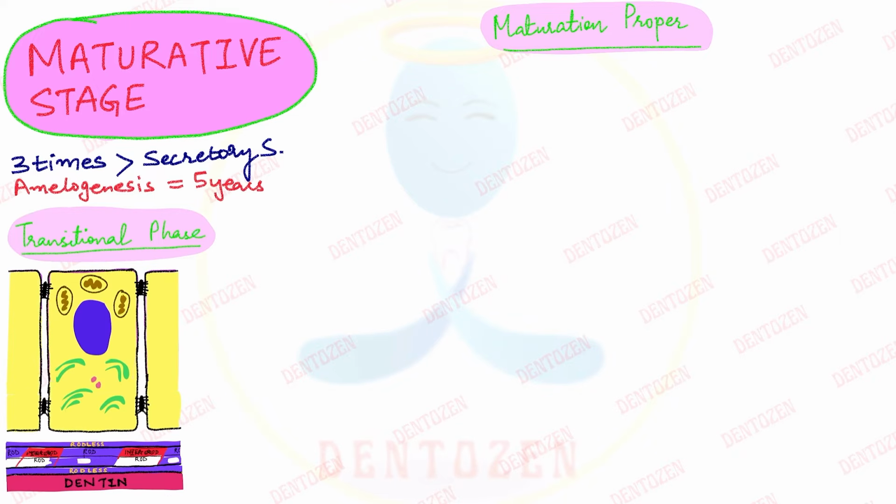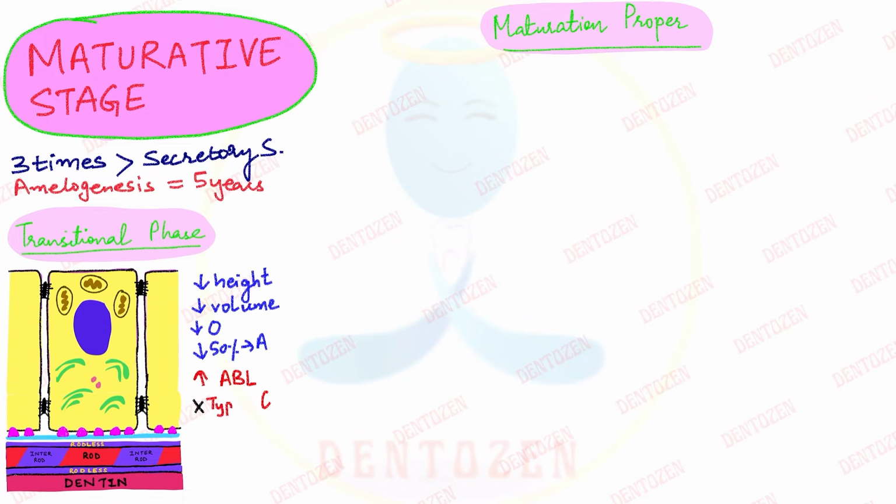So in the transitional phase, it undergoes changes. It decreases in height, decreases in volume. Its organelles get autophagocytosed. 50% of cells die by apoptosis, but they will form an atypical basal lamina. Atypical because it does not contain type 4 collagen, but it has other things like laminin, glycoconjugates, amelotin, and ODAM. So this basal lamina is attached to the ameloblast cells by hemidesmosomes, as we can see here. This helps in the attachment and also controls the movement of particles.